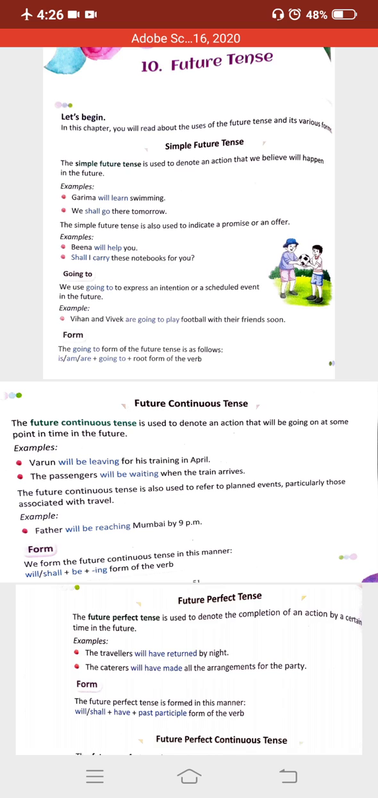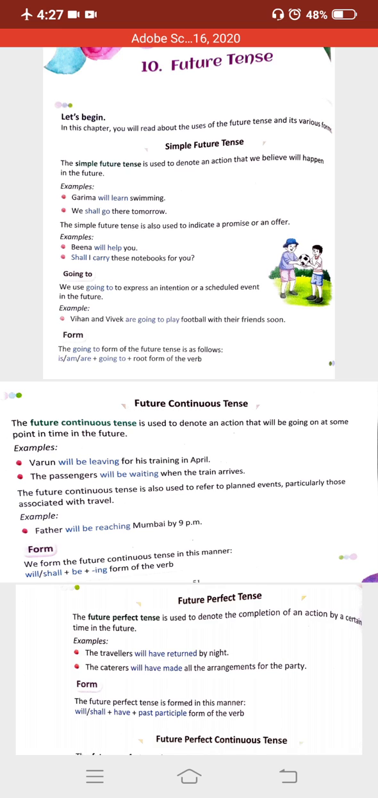How can we make the form of these kinds of sentences? तो इन sentences की form कैसे होगी? What structure do we have to follow? As you can see here, the going to form of the future tense is as follows: we have to use is/am/are plus going to plus the root form of the verb, whatever verb we use at last.